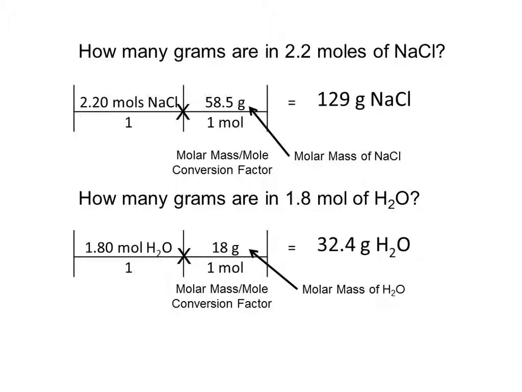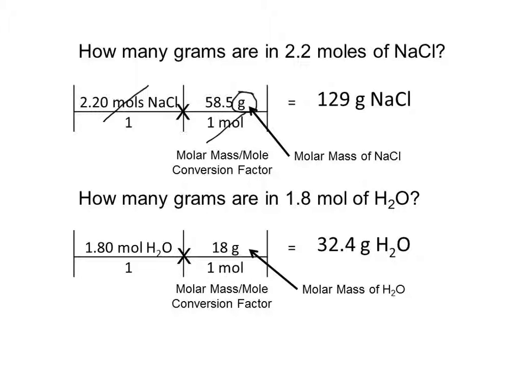So when we do all that and we do our math, make sure we get our cancels. Here's our units canceling: moles, and I'm left with grams on the top. And so we need to do 2.2 times 58.5 divided by 1 times 1, which is 1, and the final answer is 129 grams.